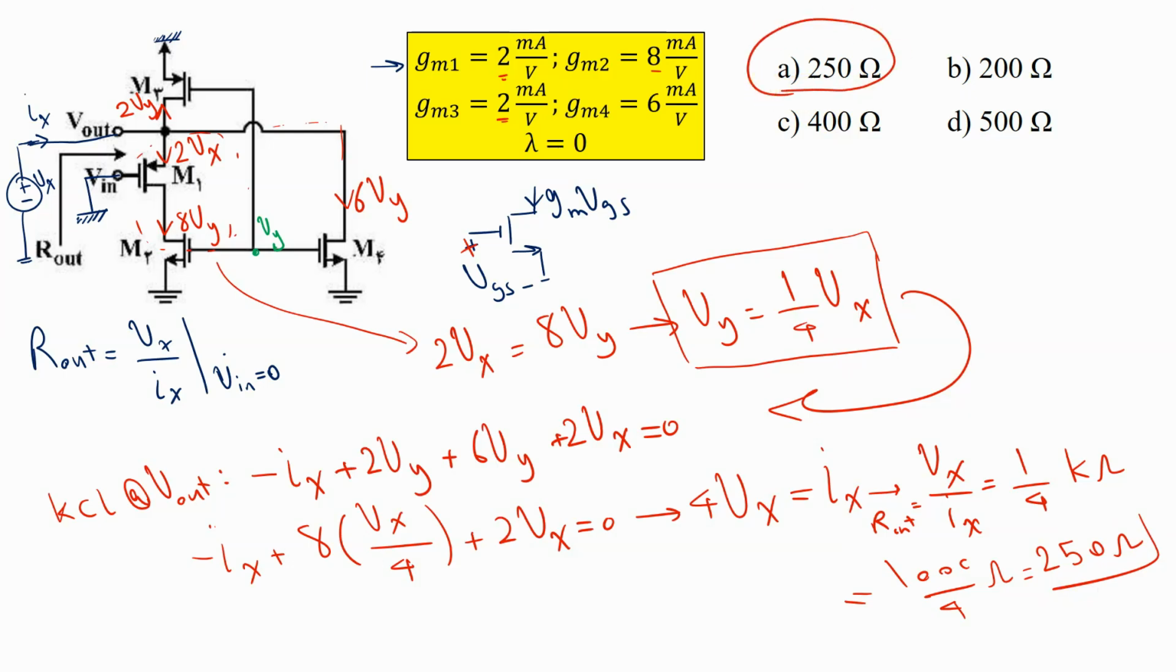As you can see, I'm just using a small signal model and KCL at the output node, and tada, problem solved.